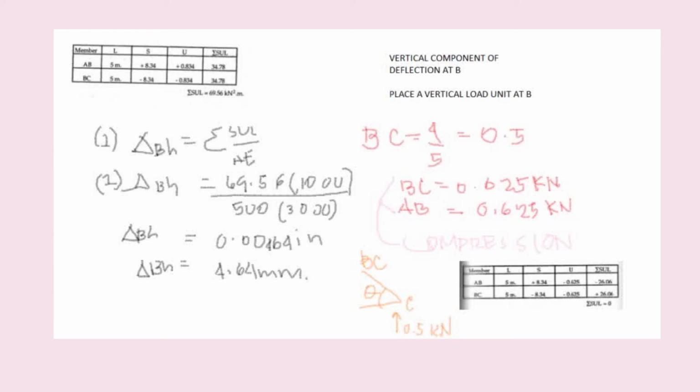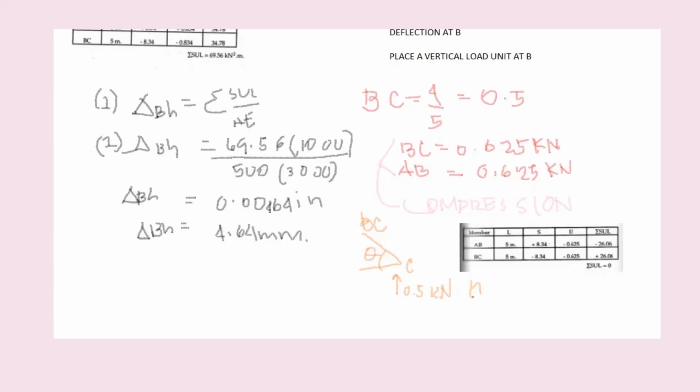Next, from the given table here, we will now also determine the virtual work method for this vertical unit placed at B. So again, we're going to use the given formula. Change in delta B is equal to summation of UL over AE. So delta B is equal to 0 over AE, or delta B is equal to 0.